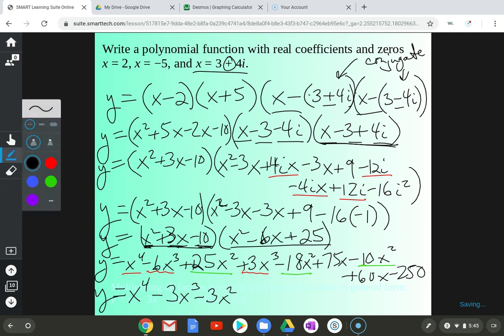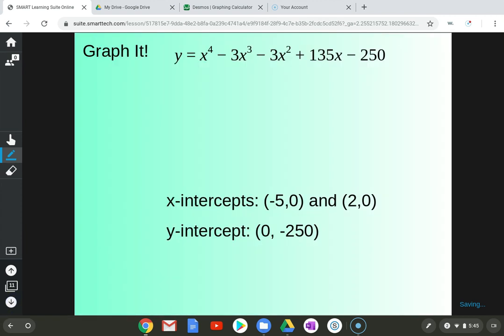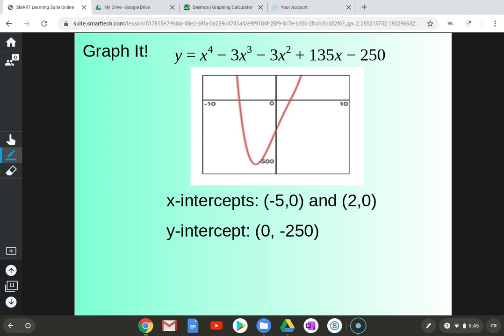Okay, now we go to our x's. We have 75 plus 60. So we end up with plus 135x. And then finally, the constant term, minus 250. And there's our polynomial. Woo! And there it is.